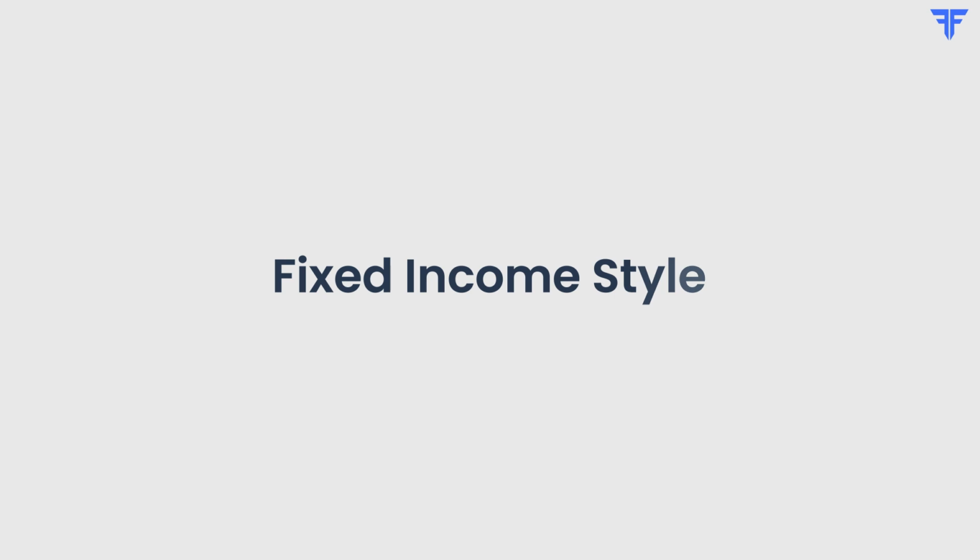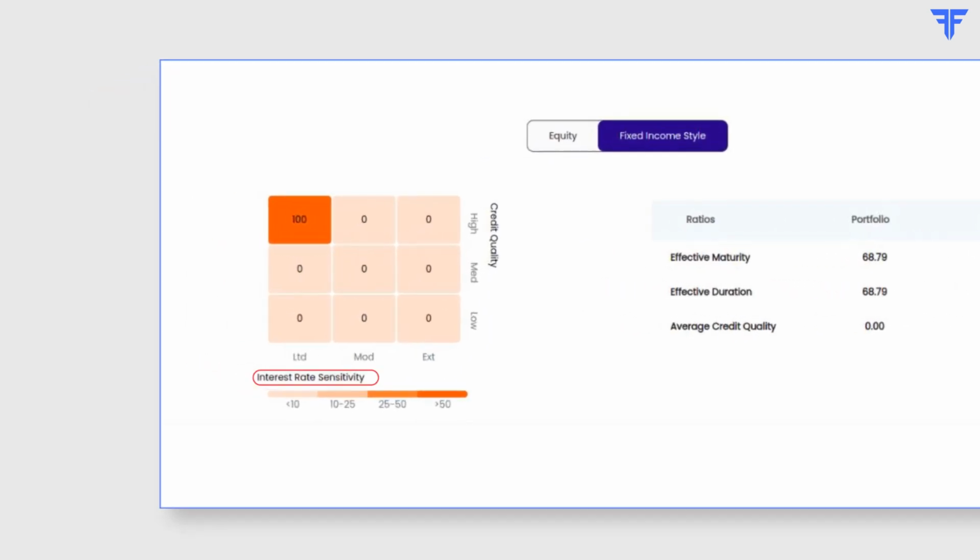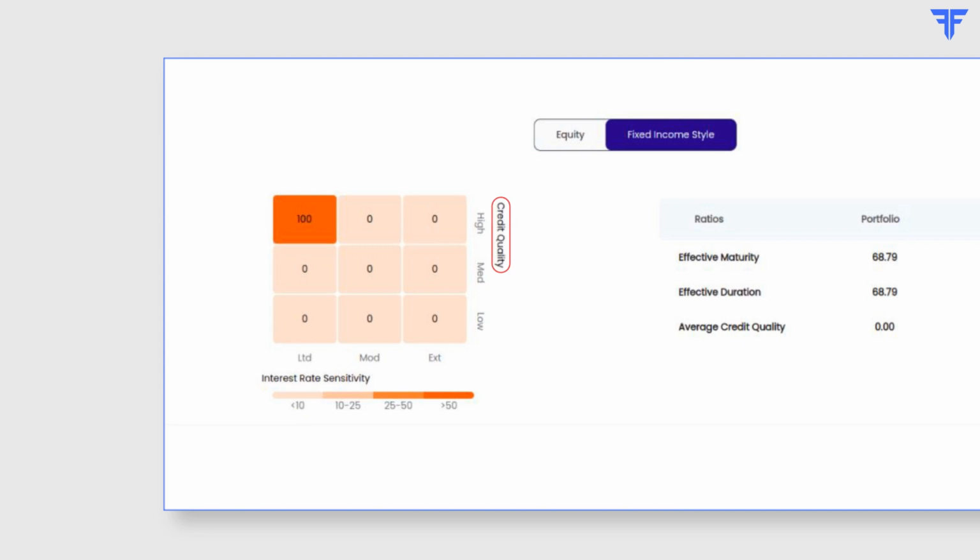Fixed income style. It is based on the two pillars interest rate sensitivity and credit quality. The three duration groups are limited, moderate and extreme, and the three credit quality groups are high, medium and low. These groupings display a portfolio's effective duration and credit quality to provide an overall representation of the portfolio's risk given the length and quality of bonds in the portfolio's underlying holdings.